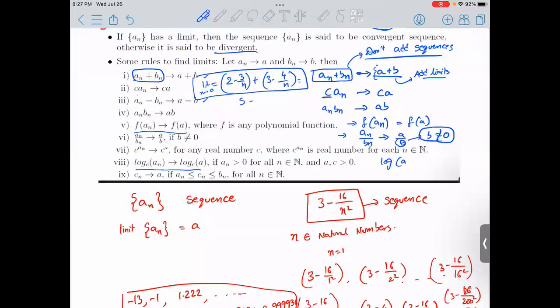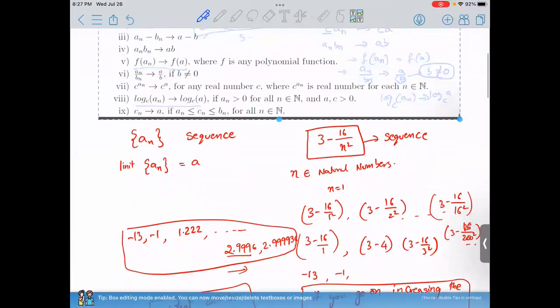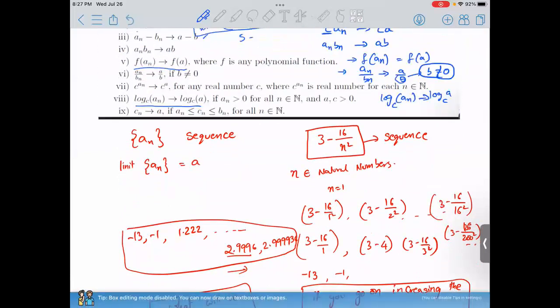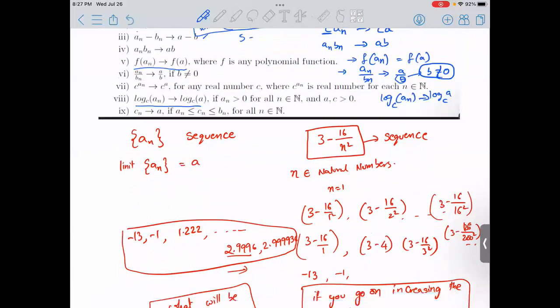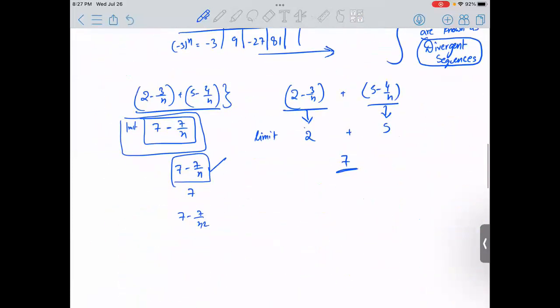Log a_n to the base c tends to log a to the base c. And the final thing: can anyone tell? In curly brackets, a_n is a sequence. No, a_n is like a function of n. If you change the n value, you will get the sequence.